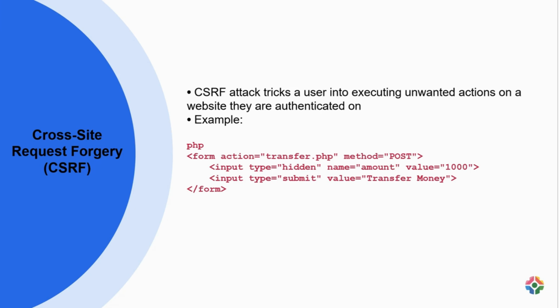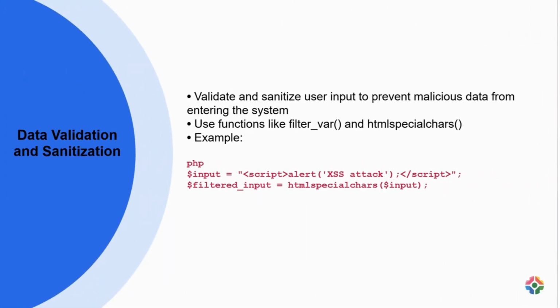To safeguard your system from malicious data, always validate and sanitize user input. This prevents the risk of attacks such as cross-site scripting, XSS. Utilize functions like filter_var to validate input based on filters and htmlspecialchars to convert special characters to HTML entities. In the given PHP example, the input containing a script tag is sanitized using htmlspecialchars to prevent an XSS attack. By incorporating these practices, you enhance the security of your system and maintain data integrity.